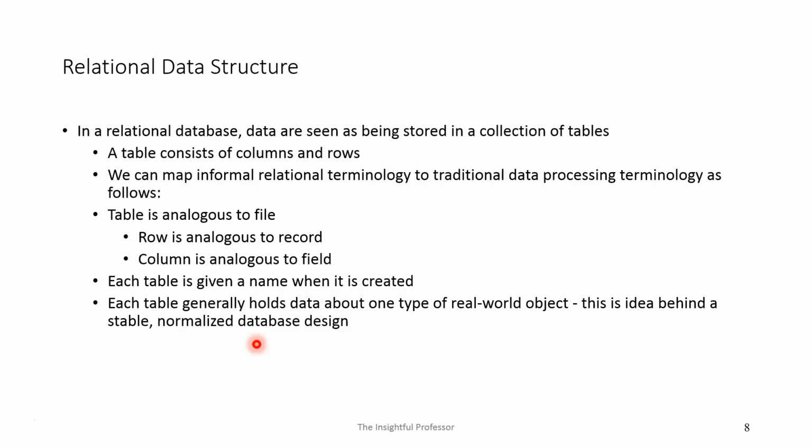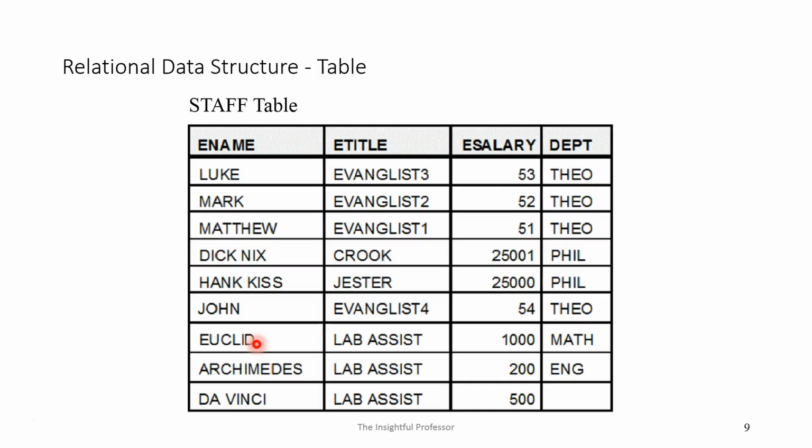And it makes it very clean, very stable. This is called a normalized database design. And for operational data stores or transactional databases, this is the preferred way to go. Now, here's a little example of a table that we have in our academic database environment.